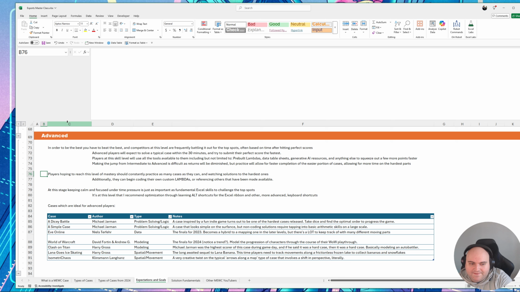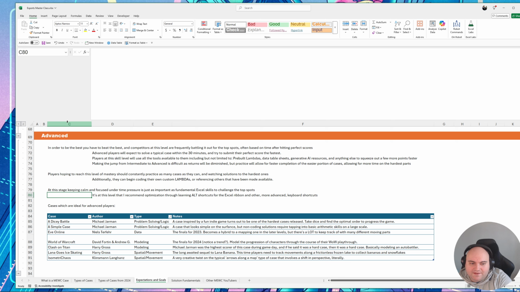Players hoping to reach this level of mastery should constantly practice as many cases as they can and watch solutions to the hardest ones. Additionally, they can begin coding their own custom lambdas or referencing others that have been made available. And I think most importantly at this stage, keeping calm and focused under the time pressure is just as important as the fundamental Excel knowledge.